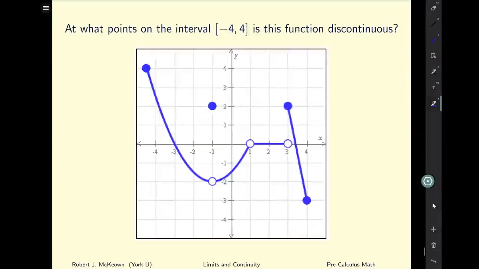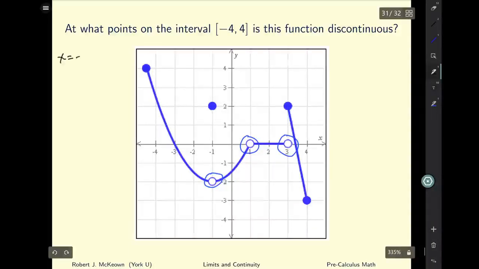Here's an example. Take a look at this kind of wild-looking function on a graph and see if you can identify which points are discontinuous. Press pause. When you're ready, press play, and I'll show you the answer. I hope you're able to see that we have three candidates for discontinuity. We have x equals -1, x equals 1, and x equals 3.